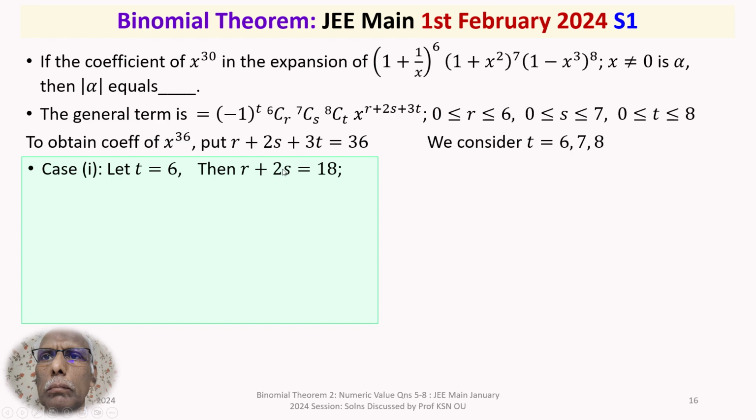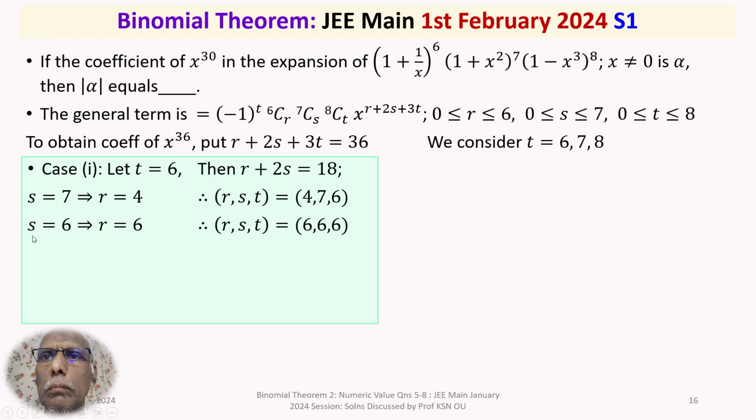Now start with the highest value of s. s is equal to 7. If I take, then r will be 4. Correct. Then r, s, t will be 4, 7, 6. Correct. Now take the next value of s. s is equal to 6. If s is equal to 6, 6 2s are 12. 18 minus 12, r is equal to 6. Correct. r, s, t will be 6, 6, 6.